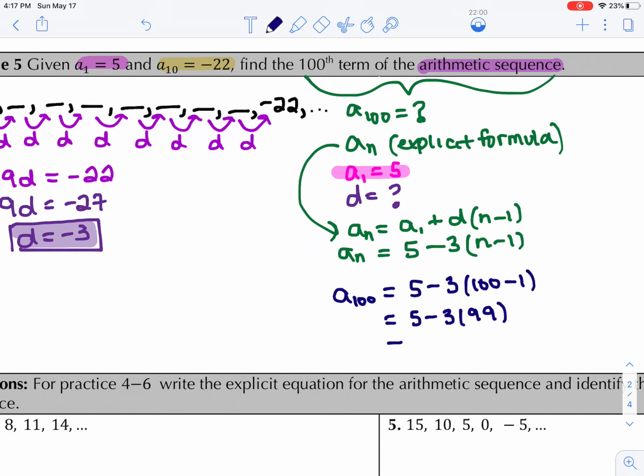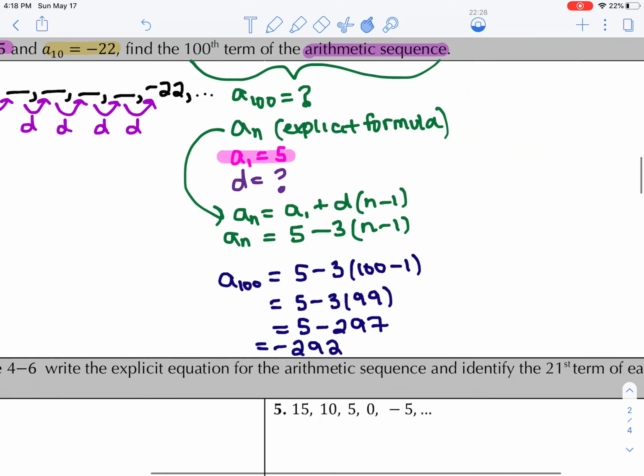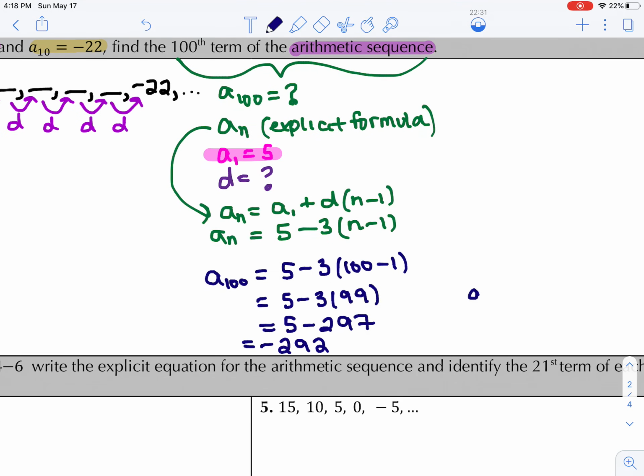It's really important here to mind our order of operations, right? We can't subtract the 3 from the 5 because the 3 is being multiplied to 99 and the 5 is not. So what actually ends up happening here is we get 5 minus 297. And when we take that difference, we end up with negative 292. So all of this work is to tell us that a sub 100 is equal to negative 292.